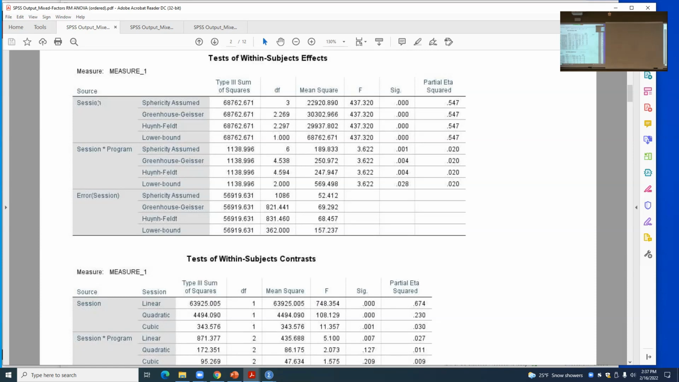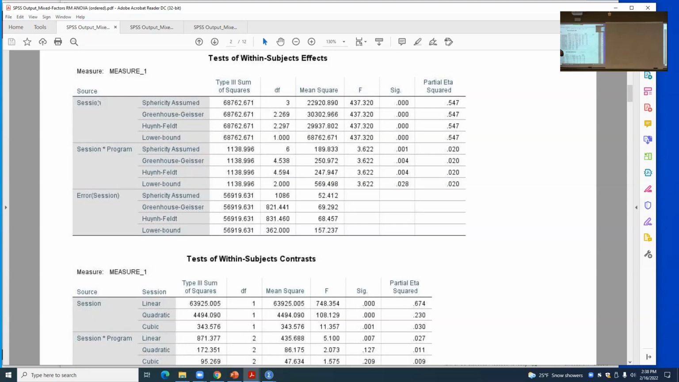Now, what about this? If we go down, we see this session by program. What's that giving me? Elizabeth? Yes, it's looking at the differences in time frame across those three programs. And if we look at my Greenhouse-Geisser p, do we have evidence for an interaction here? Okay. What does this tell me? And folks, you have this in the materials that I sent. There's a PDF that has that, so don't give yourself eye strain.